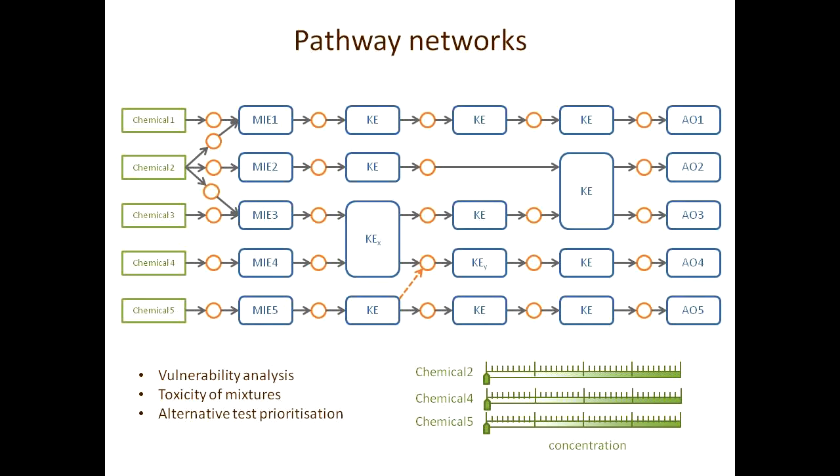So one example of how this could be used is if we have a chemical 2, for example, and we have a slider for its concentration, and we start increasing the concentration, you can see that the first AOP number 3 activates, then at higher concentrations AOP number 2 activates, and at very high concentrations AOP 1 activates.